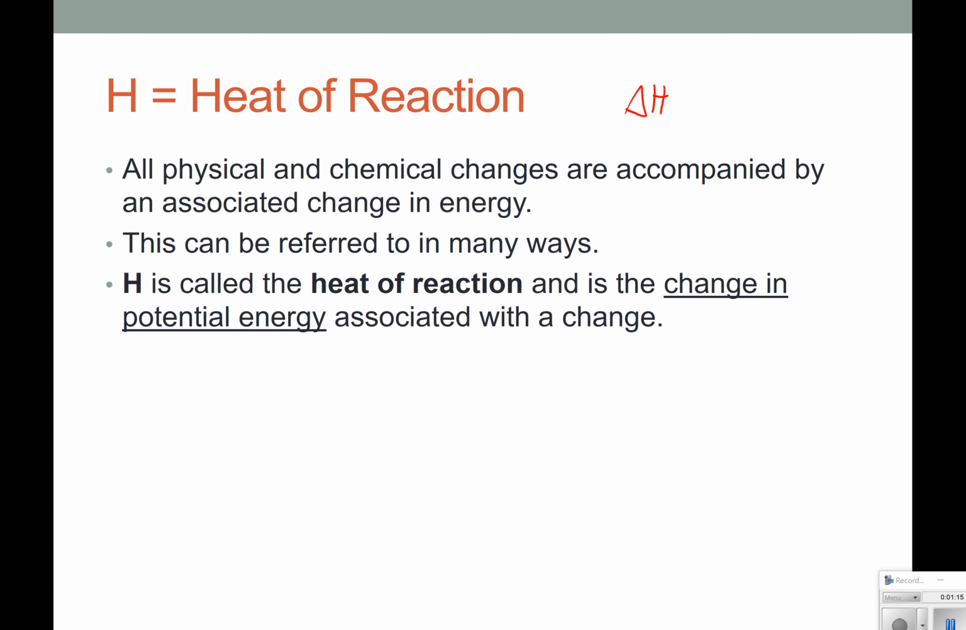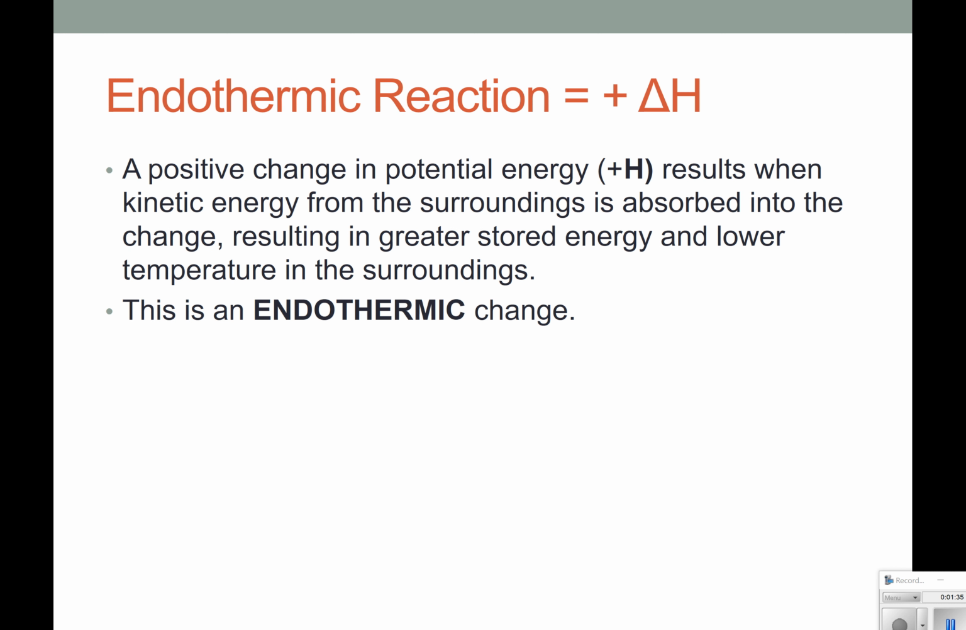And this can be referred to in a few different ways. We're going to represent our heat of reaction with a capital H. And this is really going to represent the change in potential energy that's associated with a chemical or physical change. And that's really what we're going to be measuring, the change in potential. Now again, this is a little bit of a review from our last lesson. So a positive change in potential energy is indicated by a positive delta H. Remember the delta meaning change and the H meaning heat. So it's a change in heat.